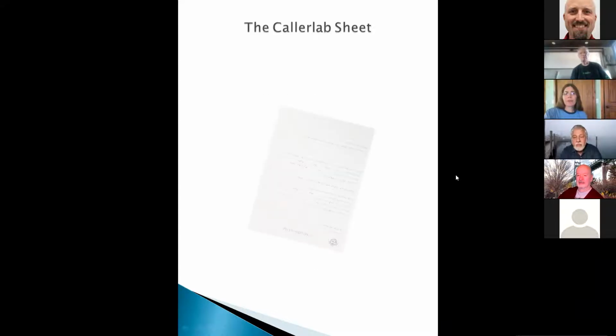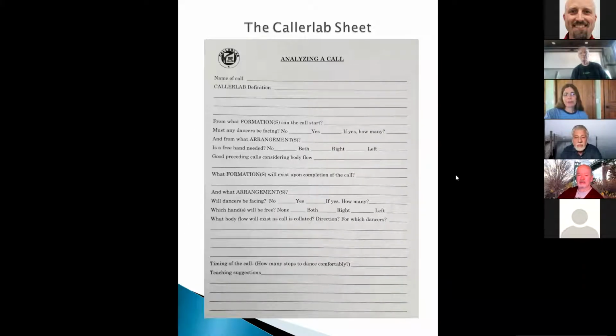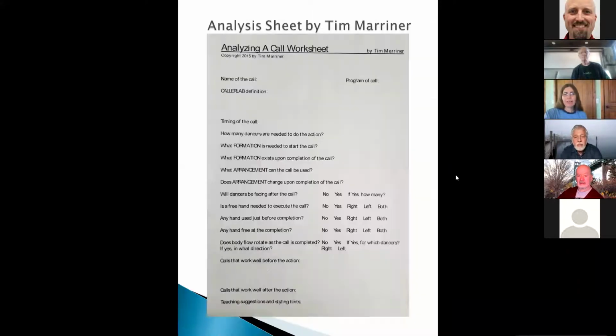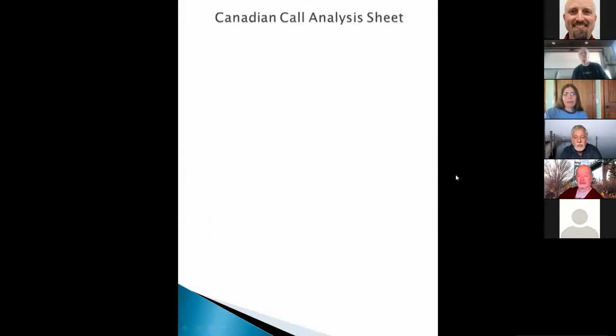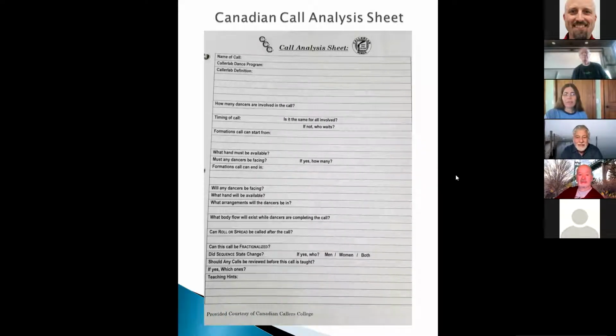And we're all familiar with the CALLERLAB call analysis sheet, which looks like this. And then another version, just slightly different, was done by Tim Mariner, and it looks like this. Basically it has the same information on it, presented in a little bit different format. Then we have the Canadian call analysis sheet, which I found to be a little bit better.